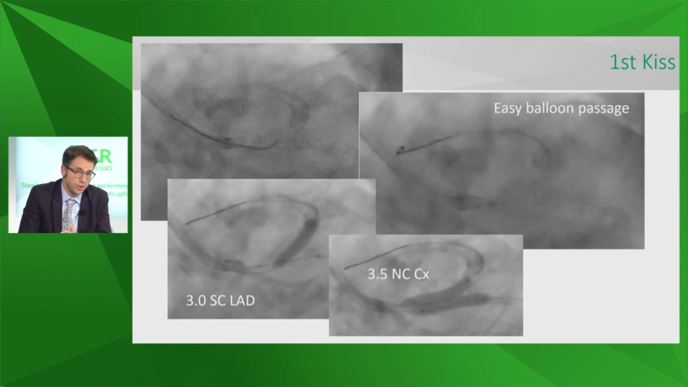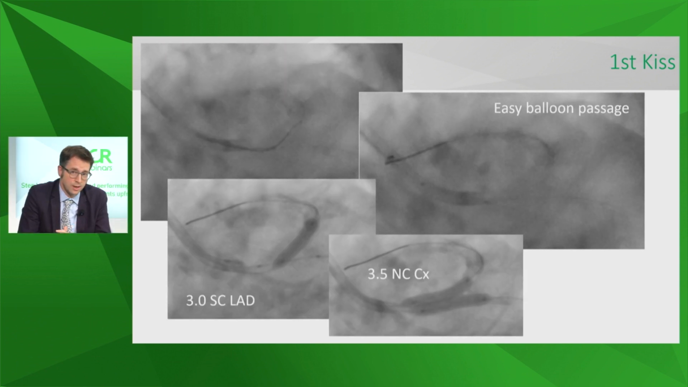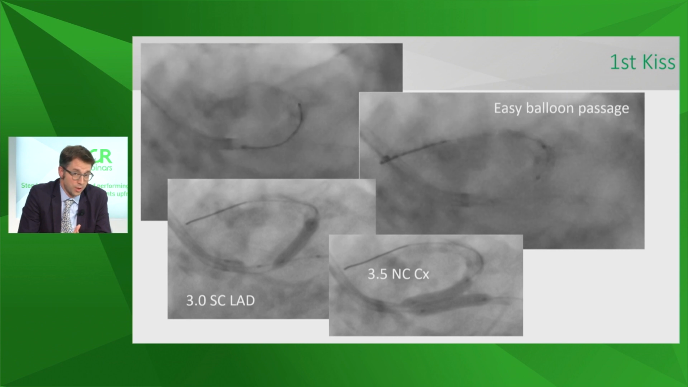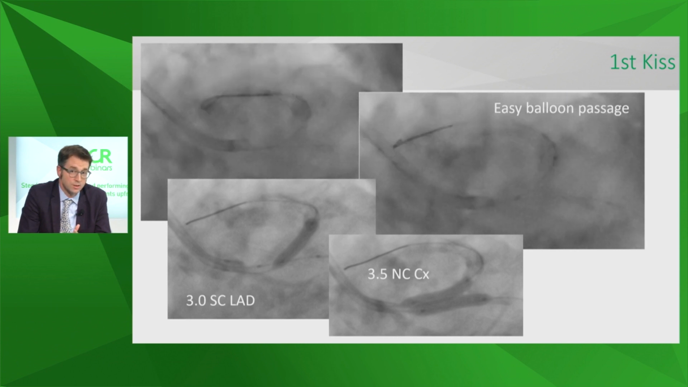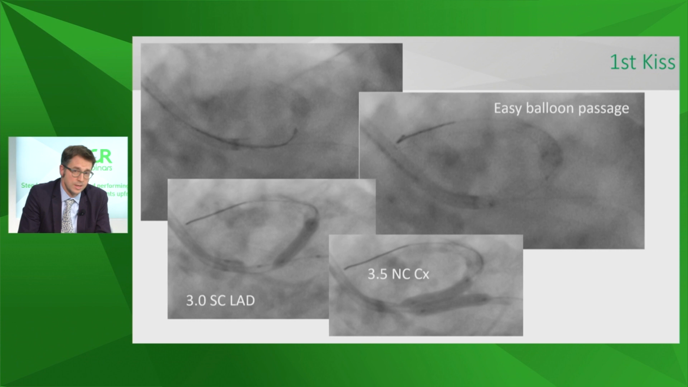And so from that point, then we come and we kiss, actually just with a semi-compliant balloon I've used here in the LAD, slightly undersized, 3.5 NC in the circ. There was a question, it disappeared now, but what kind of balloons, what size, and what pressure in atmospheres are you using? So I think for the kissing, certainly for the final kiss, and we'll highlight the importance of a final kiss, it's recommended that you use non-compliant balloons.